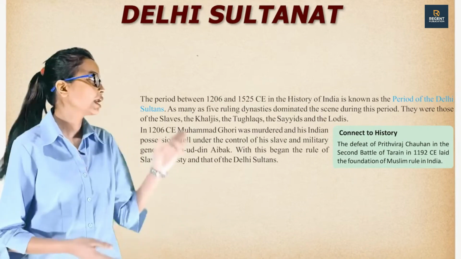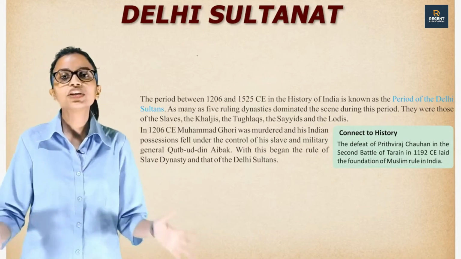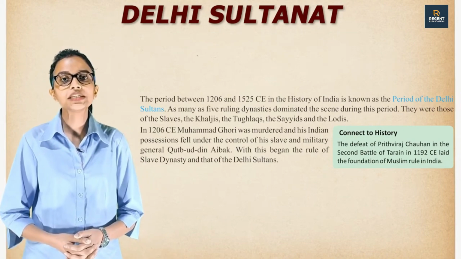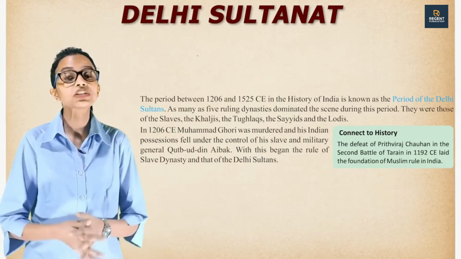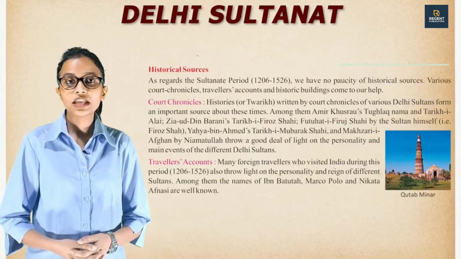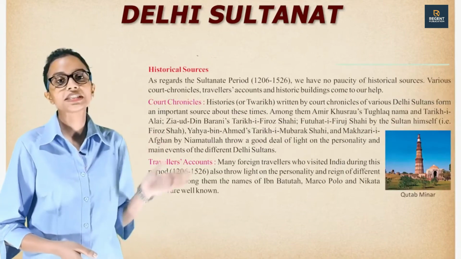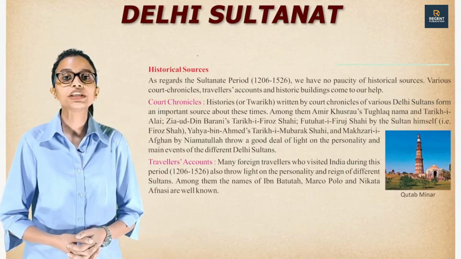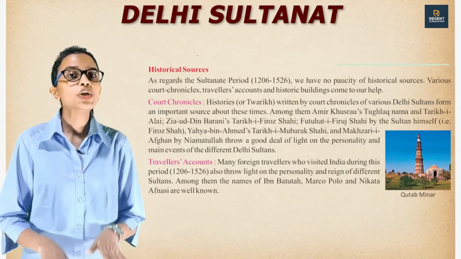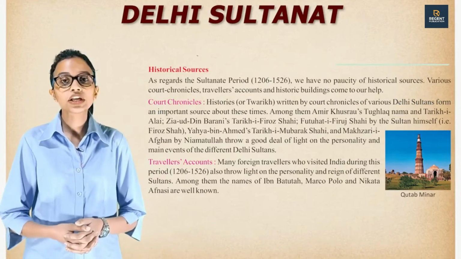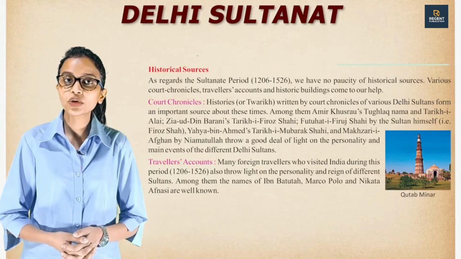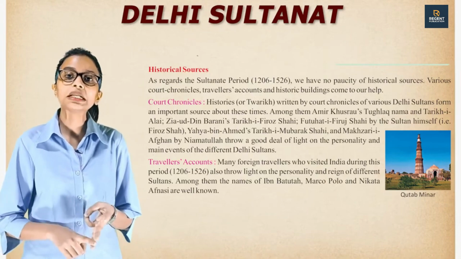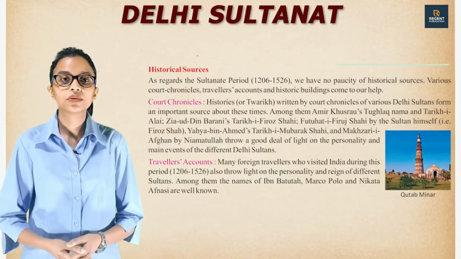Now it's time for Connect to History. The defeat of Prithviraj Chauhan in the Second Battle of Tarain in 1192 CE laid the foundation of Muslim rule in India. Now, historical sources. As regards the Sultanate period 1206 to 1526, we have no paucity of historical sources. Various court chronicles, travelers' accounts and historic buildings come to our help.